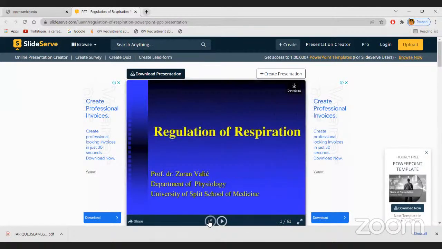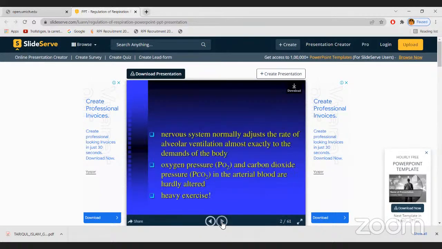Now the respiratory centers, the regulation of respiration. How is respiration regulated in humans? The nervous system normally adjusts the rate of alveolar ventilation almost exactly to the demands of the body. The next point is that the oxygen pressure PO2 and carbon dioxide pressure PCO2 in the arterial blood are hardly altered.